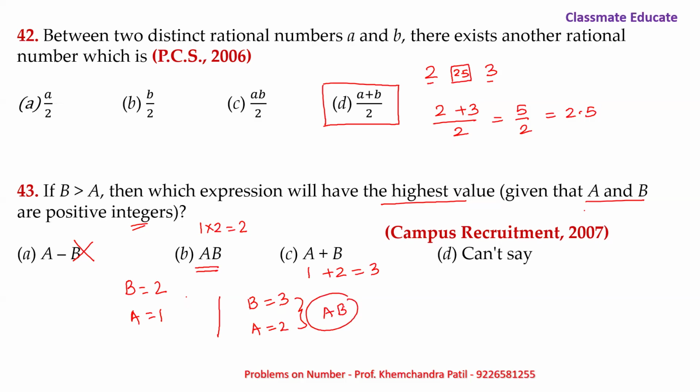Now you are in a dilemma. When I'm taking the value of B as 2 and A as 1, then in that case A plus B has the highest value. But when I'm taking other values of B and A, then their product has the highest value. So what should be your answer? What should be your answer, my dear friends?